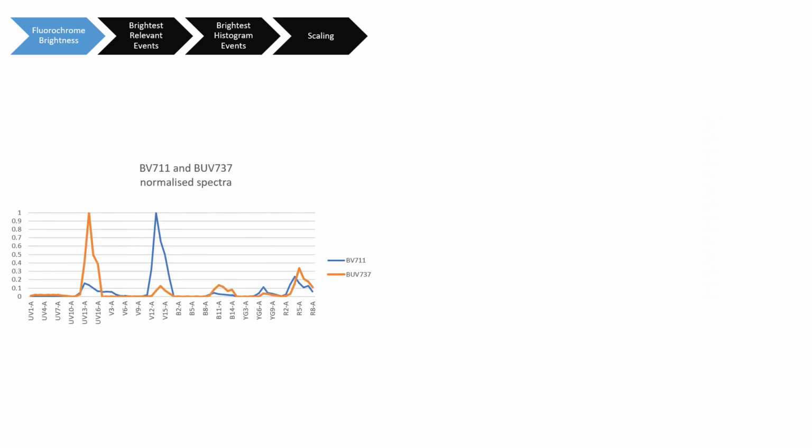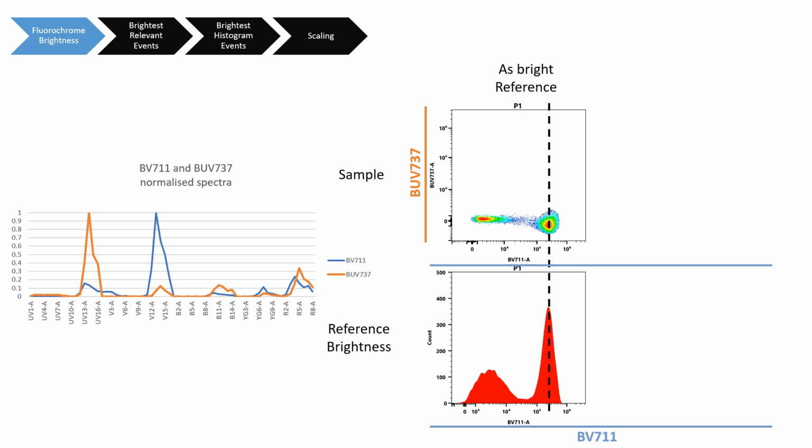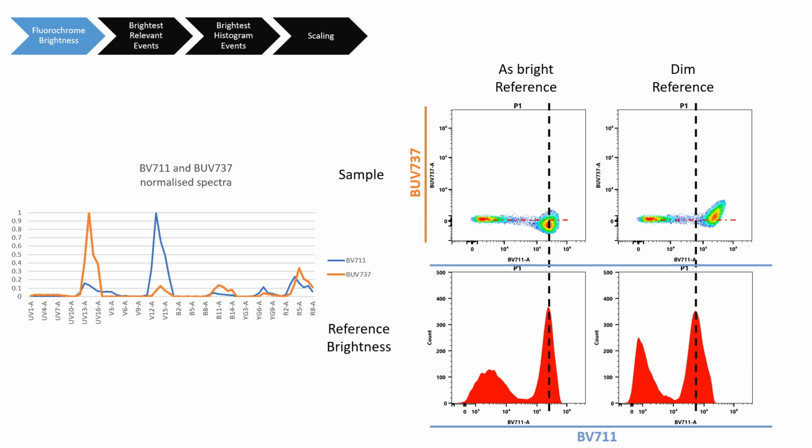These are the normalized spectra of BV711 and BUV737. There is considerable overlap, but they are excited maximally off different onboard lasers. In this scenario, we have a reference for BV711 that is as bright as the sample, versus if the reference is dimmer. When the reference is as bright as the sample, you will get good unmixing. However, when you have a dimmer reference than your sample, your sample will be unmixed incorrectly.